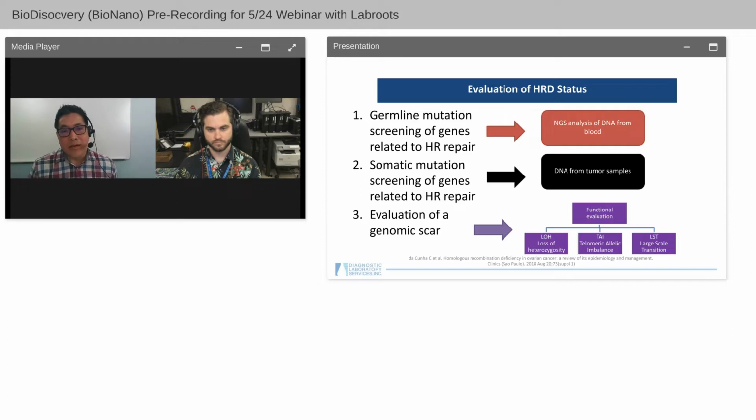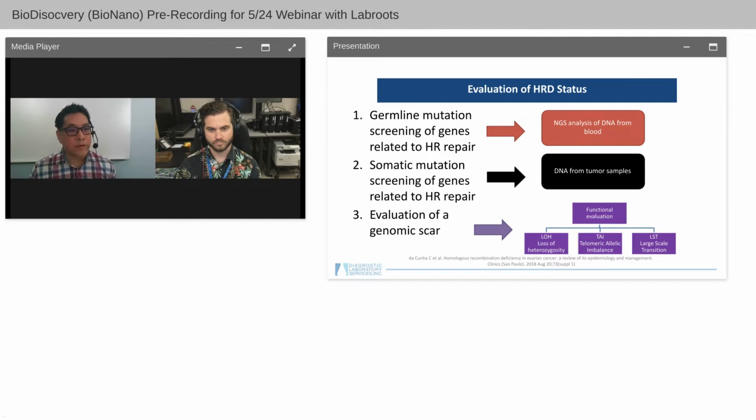So how do we look at HRD status? Well, in the past, we looked at simple germline mutations. Maybe if we just did NGS to look at SNP and indel changes in germline mutations for these genes that are involved in HRD, that would be one way of looking at it. The next is somatic alterations, that maybe genes that have been altered on a tumor-based level can have ability to affect HRD. That is another way to look at it.